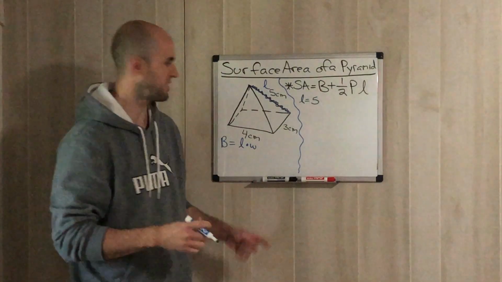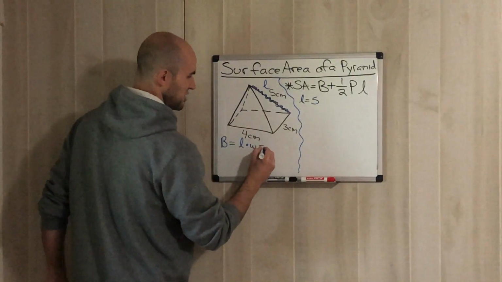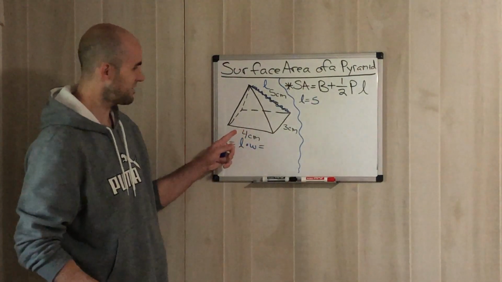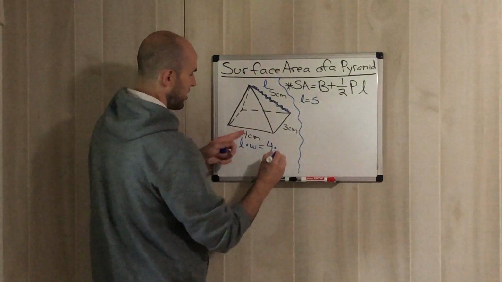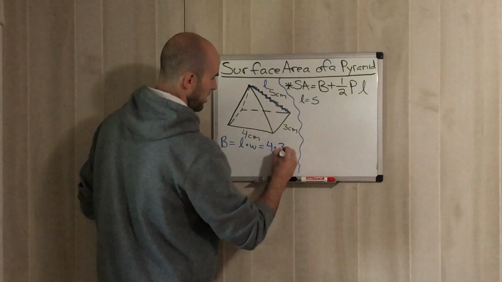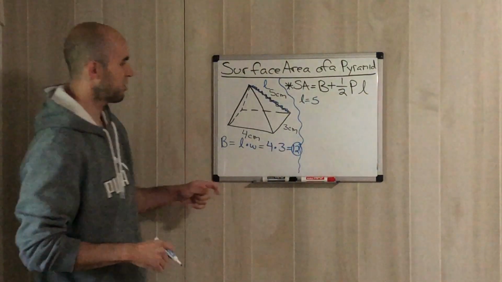Length times width, base times height. So again, B just represents the area of the base. The only two terms that we care about for the base are the length, 4, and the width, which is 3, which would give us 12. And again, let me show you where this came from.